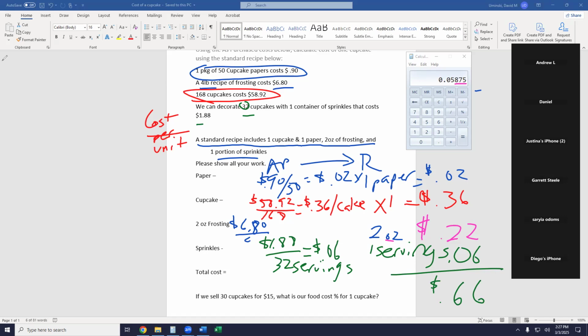Now, if we sell 30 cupcakes for $15, what is the food cost percentage for 1 cupcake? So what is our selling price for 1 cupcake? Selling price for 1 cupcake, $15 divided by 30 is 50 cents per cupcake.